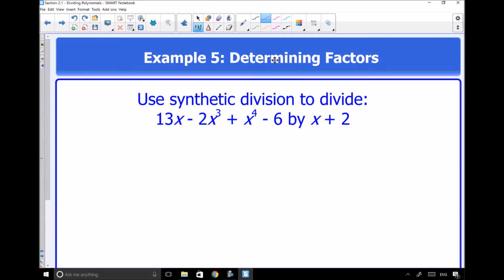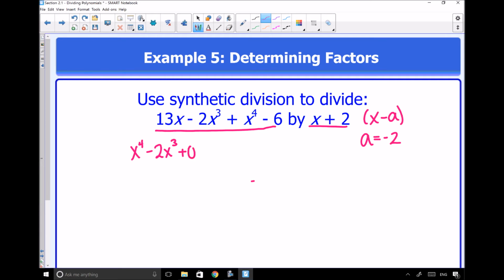Okay? Now let's use synthetic division to divide this expression by x plus 2. And remember, it has to be in the format x minus a, which it is. In this example, our a value is negative 2. Okay? But first things first, I need to write this in descending order. So it's x to the power of 4 minus 2x cubed. All right, now there's no x squared term here at all, so I'm going to say plus 0x squared plus 13x minus 6, and that's getting divided by x plus 2.